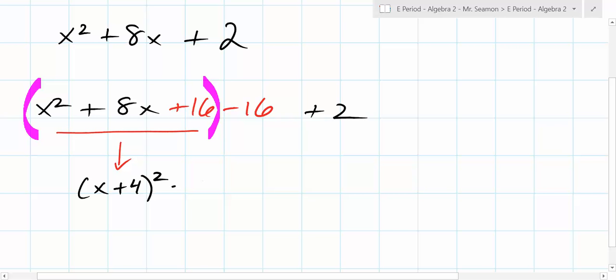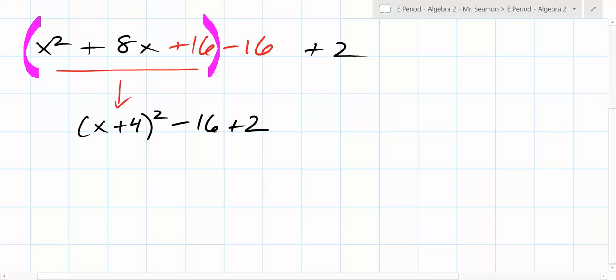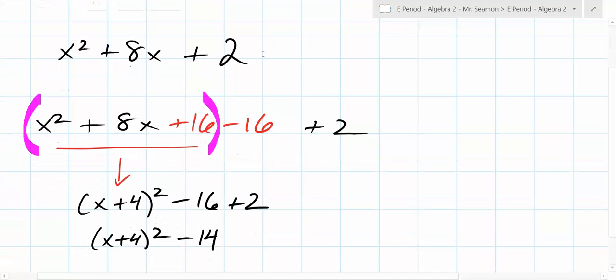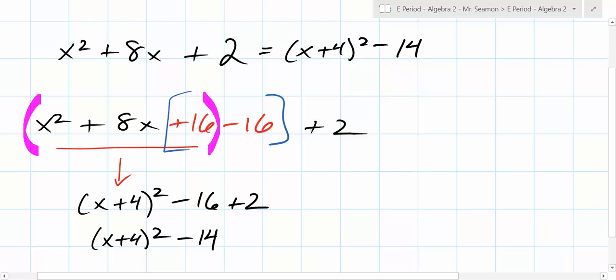What's left on the outside here? Minus 16 and plus what? 2. So if you wanted to simplify this a little bit, you'd end up with x plus 4 squared minus what? 16 plus 2, or 14. Thank you. So what have we shown? We've shown that this equals x plus 4 squared minus 14. The magical step was right here. We added and subtracted the same thing. There's that magical step. I haven't told you what the value of this maneuver is yet, but we need to break this down into small pieces first before you get to the overall value.